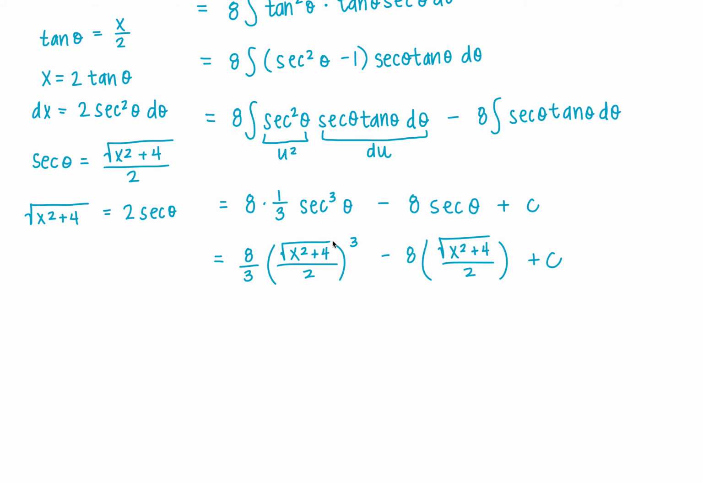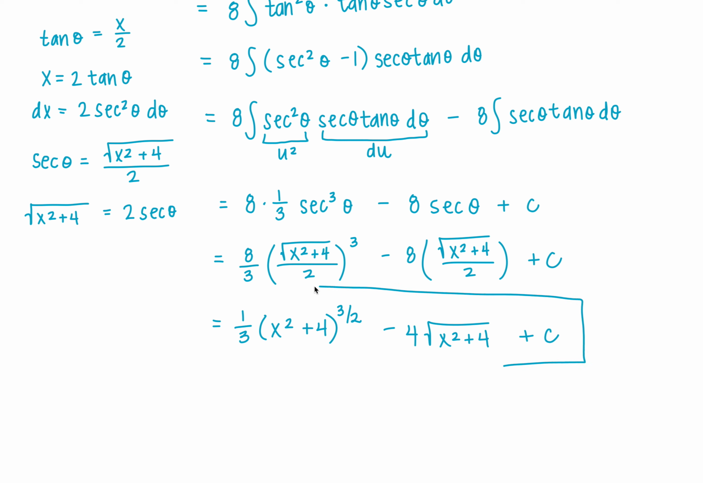When you cube the square root of x squared plus 4 over 2, you're going to get an 8 in the denominator. The 8 in the denominator is going to cancel with the 8 up here in the numerator. So we're just left with a 1/3. And the square root of x squared plus 4 cubed, I'm going to write that as x squared plus 4 to the 3/2 power. Here, the 2 cancels into the 8, so I'm left with a minus 4 times the square root of x squared plus 4 plus c. And we're all done with that one.